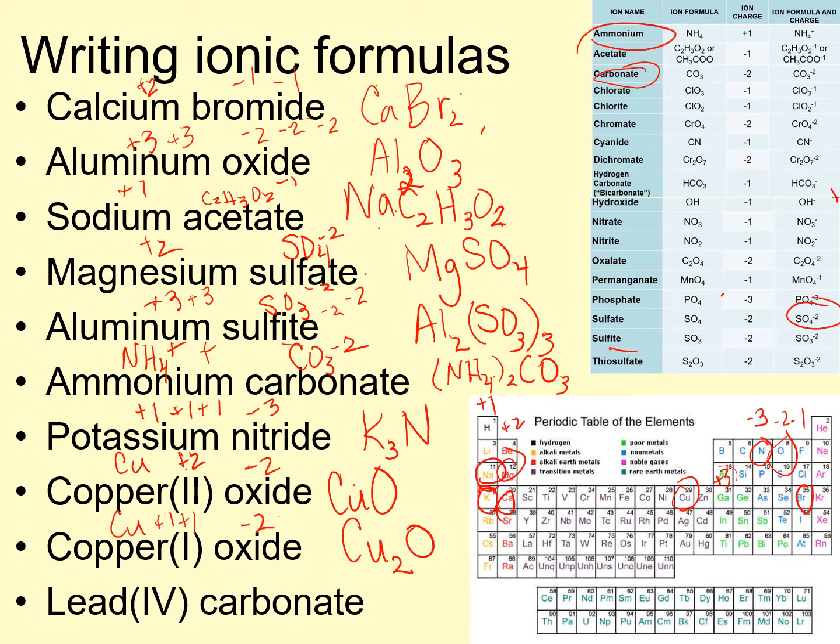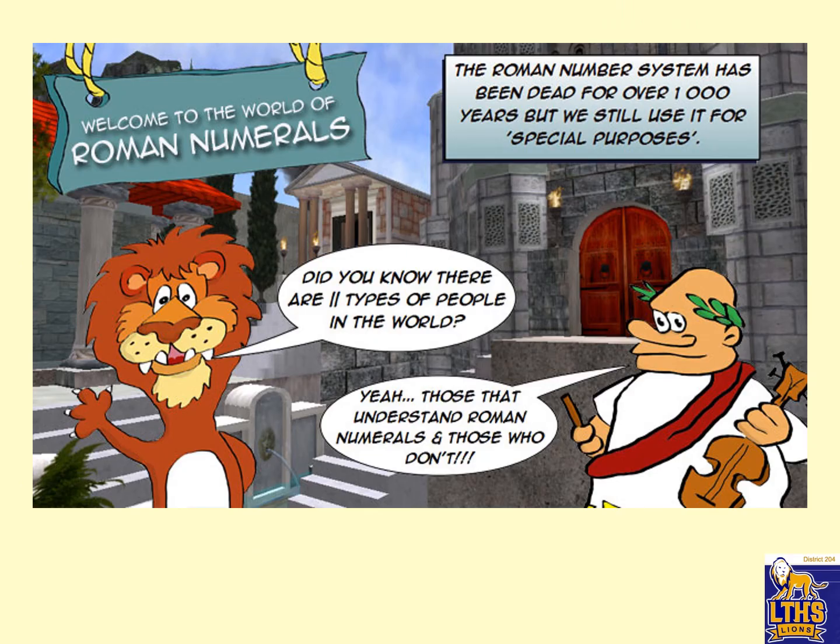Lead 4 carbonate. Here's lead. Wait, it's not an always. So, oh, fancy that, there's a +4. So we have Pb for lead +4. Carbonate. Ooh, there it is again. CO3 -2. Wait, that doesn't equal 0. I need another one of those. All right, so I would write Pb 1 time. Put parentheses, right, CO3, because that's the carbonate ion. And I need 2 of those. Formula writing, woohoo!